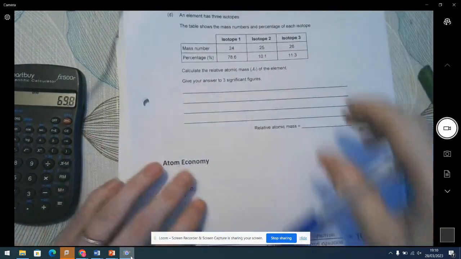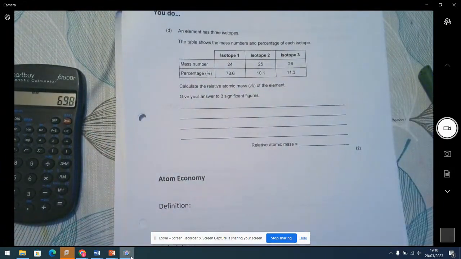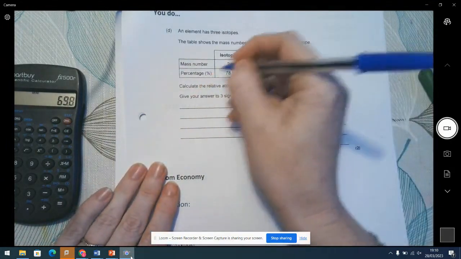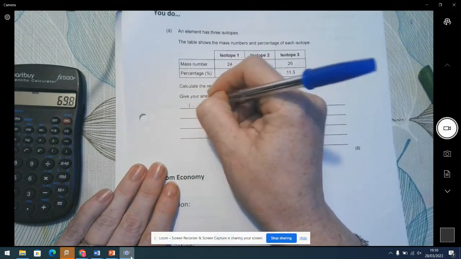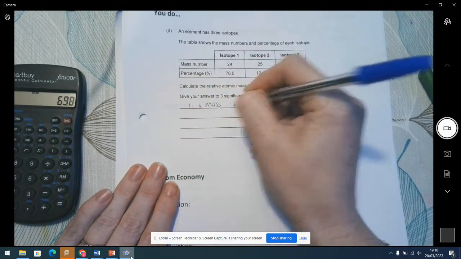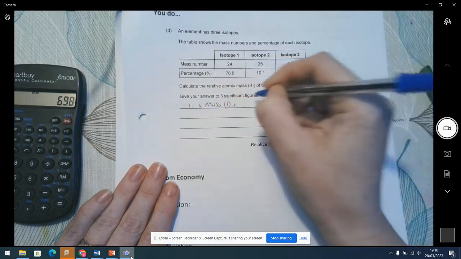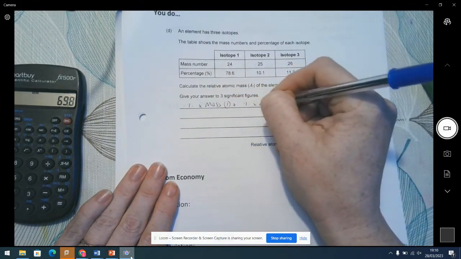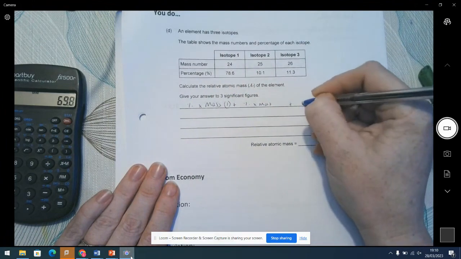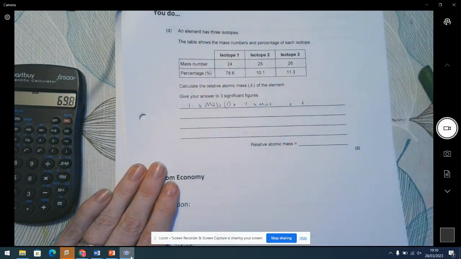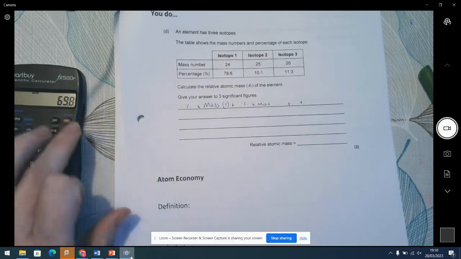What I might get you guys to do is give this question a go. We've got 3 isotopes here. Again, I'm being asked to calculate the RAM. So we know that that is percentage abundance times by the mass of isotope 1, added to the percentage times the mass of isotope 2, added to the percentage times the mass of isotope 3. So why not pause the video, give it a go, and then we'll see if you can actually do this one.